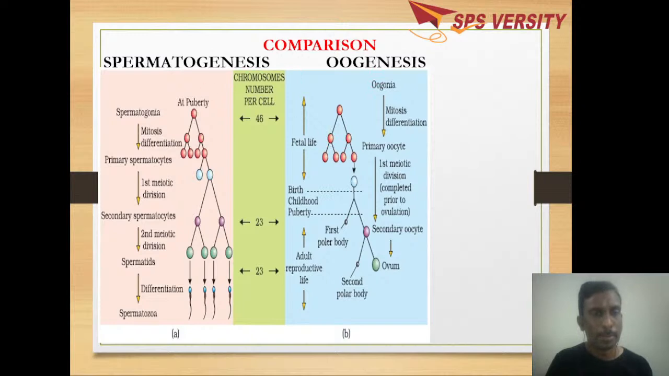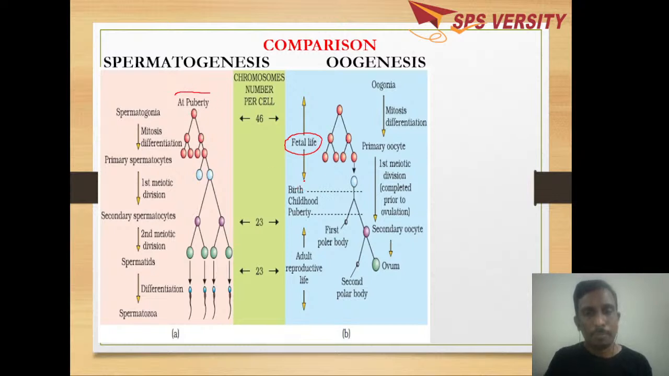When you take a comparative study, spermatogenesis starts at puberty, whereas oogenesis starts in the fetal life itself, when it is in the fetus only. Spermatogenesis starts at puberty stage.